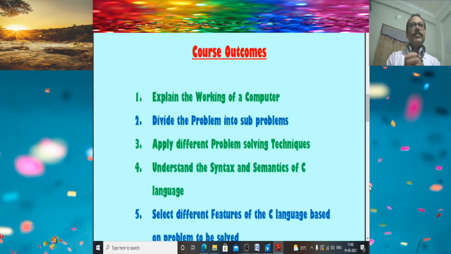Understand the syntax and semantics of C language. You will be able to understand the syntax and semantics, or you know the syntax and semantics, and you are going to write the programs according to proper syntax and semantics.